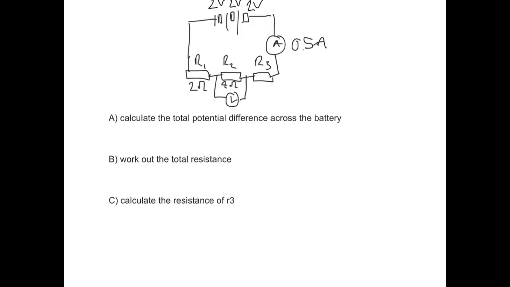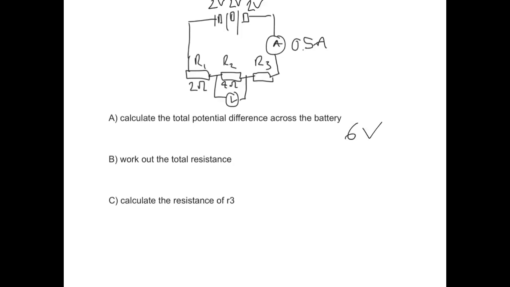So calculate the total potential difference across the battery. Okay, so all you have to do here, because remember potential difference is the same as voltage, is add up those 3 readings. So that's 2 plus 2 plus 2, which is 6 volts. Nice and straightforward. Okay, work out the total resistance.